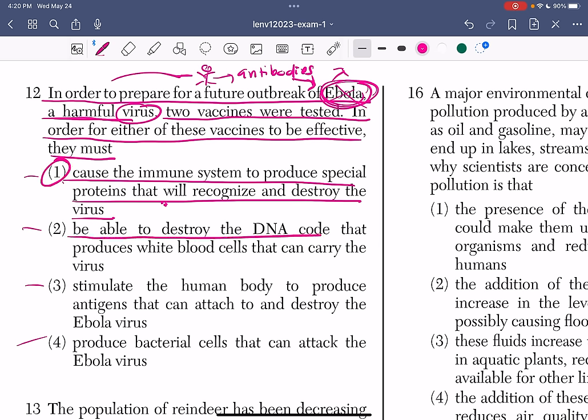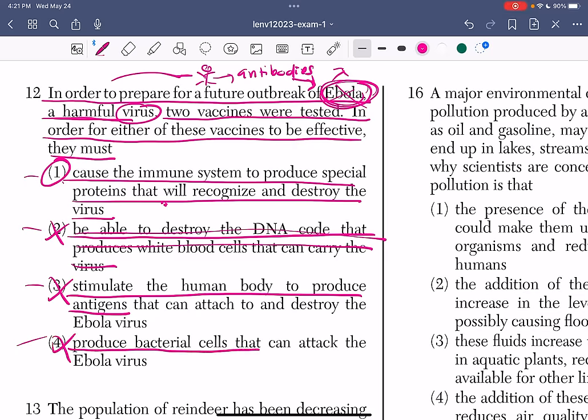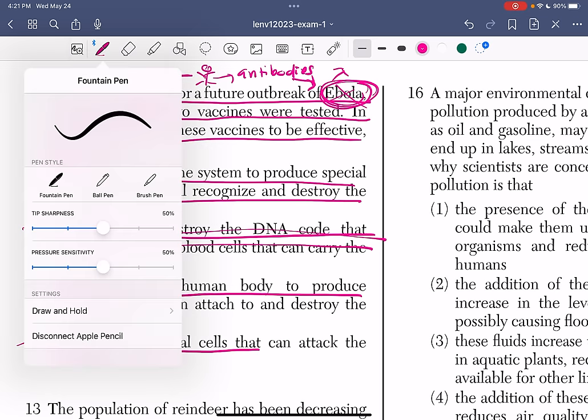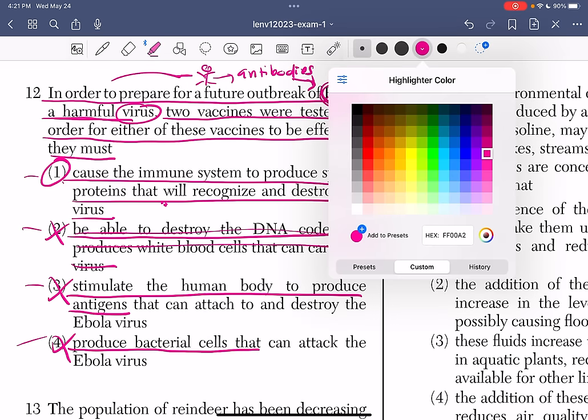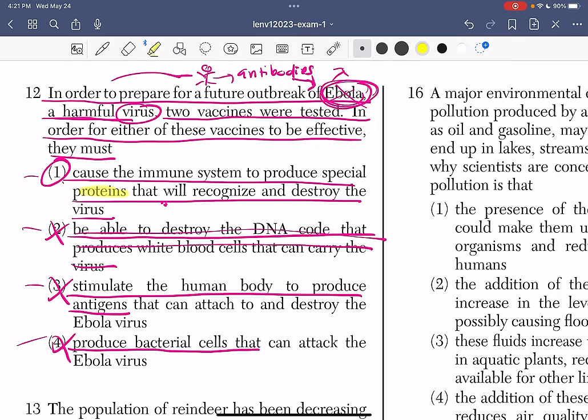Be able to destroy the DNA code? Absolutely not. Vaccines do not do that. Stimulate the human body to produce antigens? No, not antigens. Produce bacteria cells? They do not produce bacteria cells. So even though choice 1 is talking about proteins, the proteins that they're talking about are the antibodies that I mentioned before. So it causes the immune system to produce special proteins that will recognize and destroy the virus. So the best choice for number 12 is choice one.